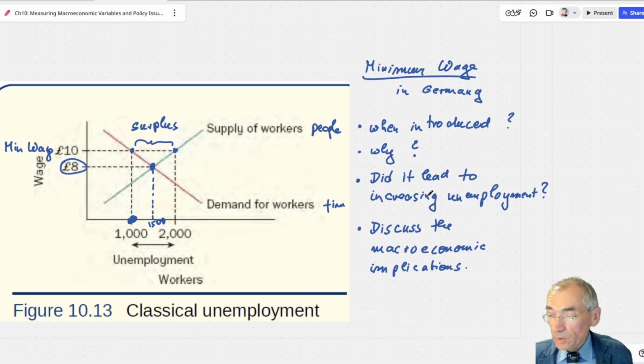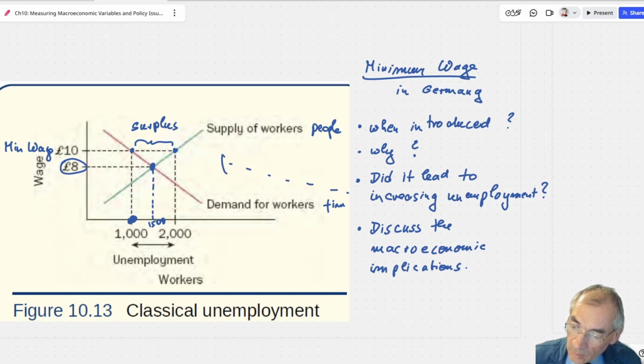Did it lead to increased unemployment? Because this would be the implication of the theory. If the theory is correct, then a minimum wage leads to fewer people being employed and leads to unemployment. Did that happen in that time? I'm sure you find sources for this.